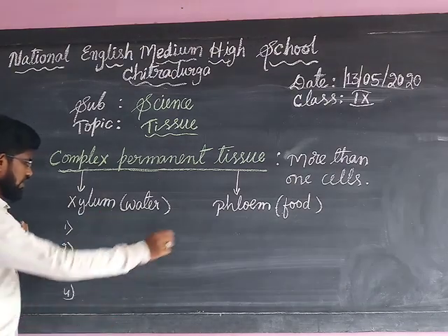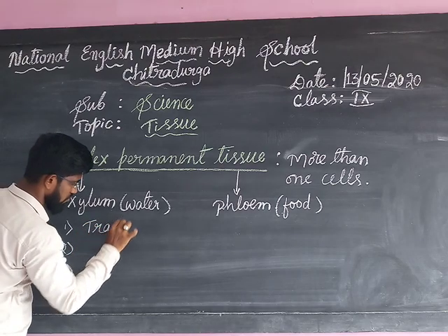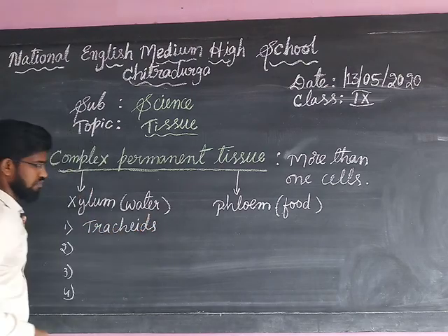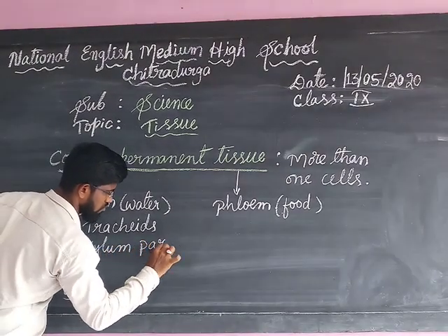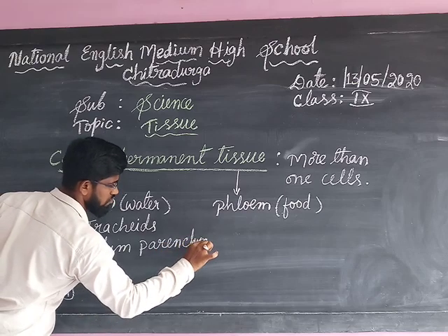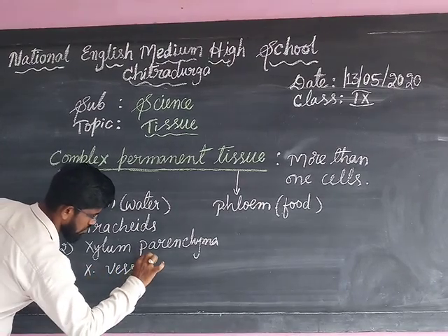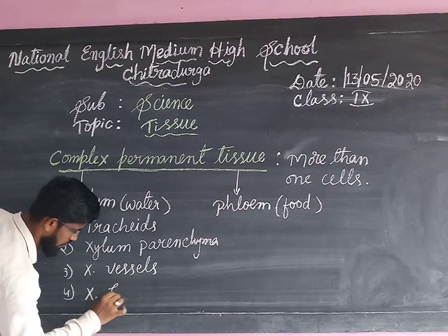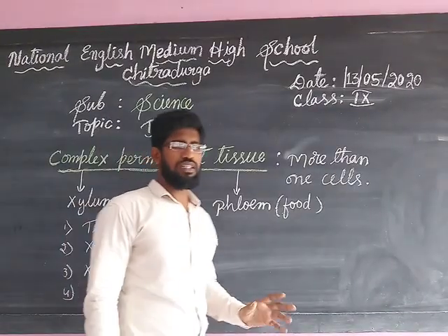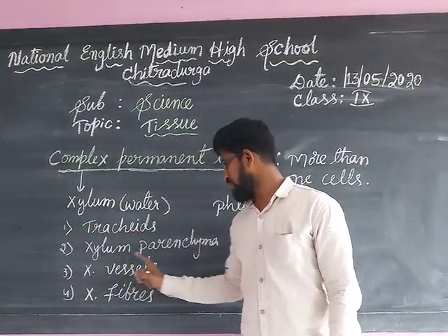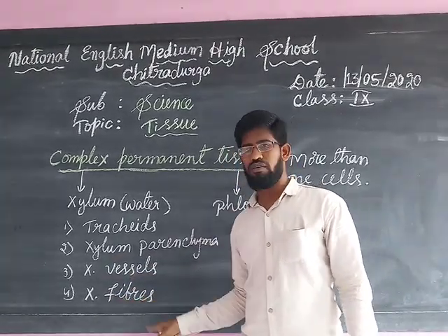The first one, the xylem, has tracheids, the xylem parenchyma, the xylem vessels, and the xylem fibers. So these are the 4 different types of cells present in the xylem tissue: tracheids, xylem parenchyma, xylem vessels and xylem fibers.